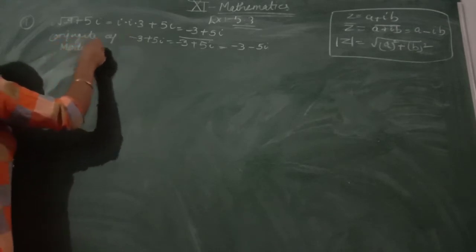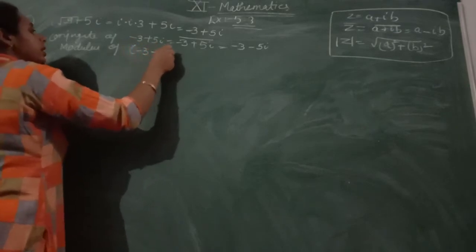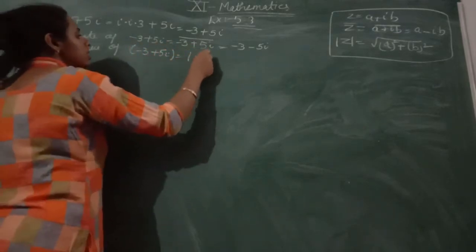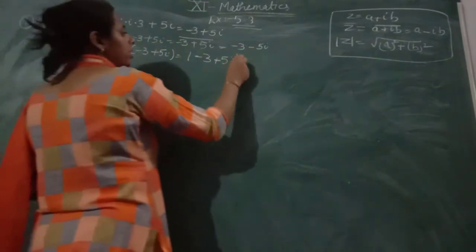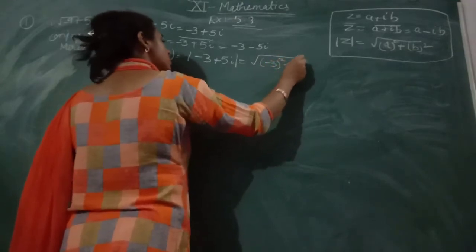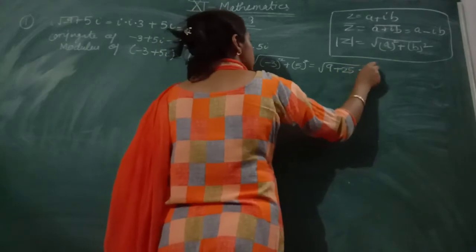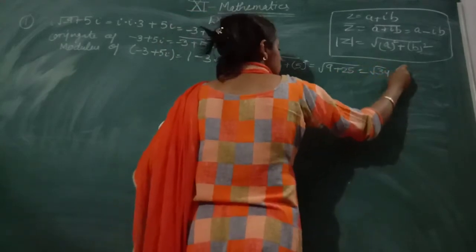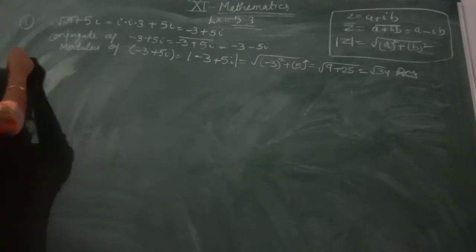The modulus of minus 3 plus 5 iota. This is the modulus symbol, and the formula is the square root of the square of the real part plus the square of the imaginary part, that is 9 plus 25, which is equal to 34. This is your second answer. Now come to the second example.